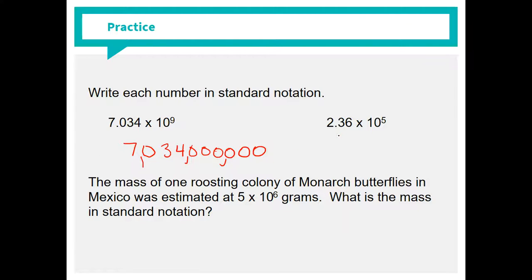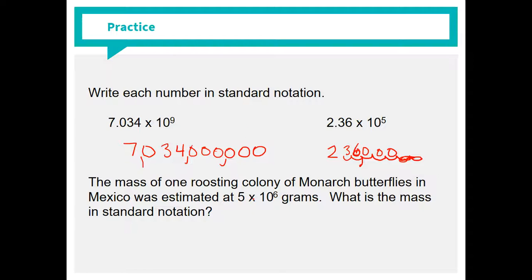So down here, I got 2.36 times 10 to the fifth. I get my 2. Remember that 10 to the fifth is moving that decimal place back. So if I had 36, that's 1, 2, 3, 4, 5, 6. Whoops, I went crazy. I stopped at 5. So 1, 2, 3, 4, 5. So I end up with 236,000.